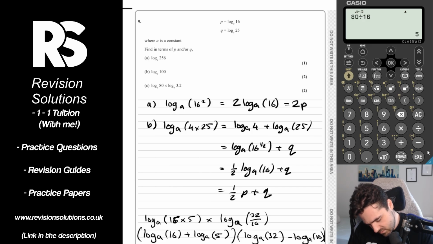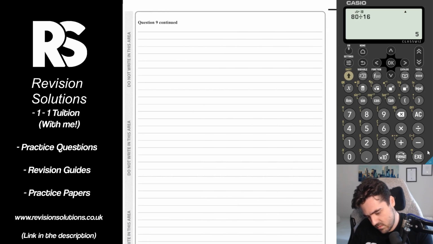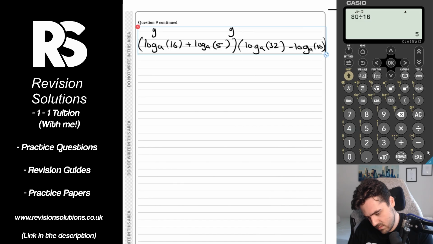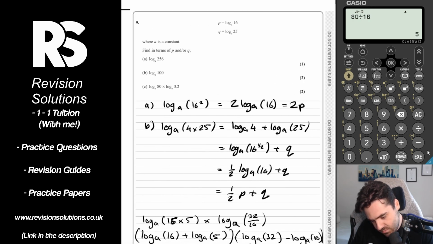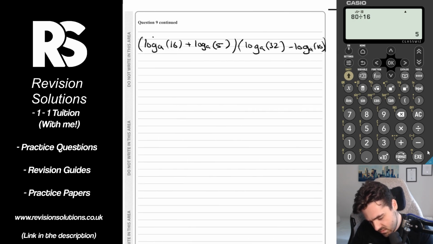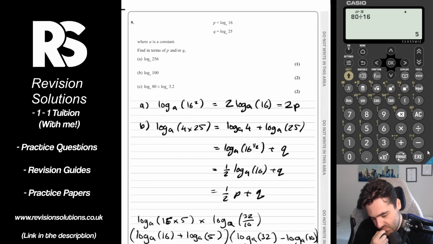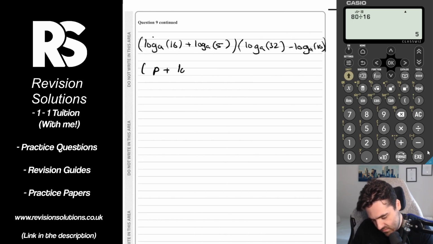And let's copy this to the next page quickly. We got a bit there we didn't want, but we just erased that quickly. Right, well, log base A of 16 was just something nice. That's just P. So that's good. So that's P plus, well, 5, that's the square root of 25. So let's write that as log base A of 25 to the half, excuse me.